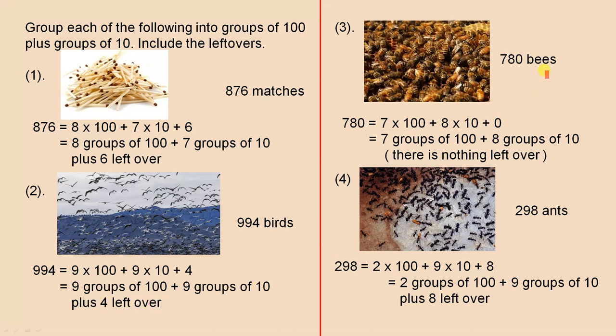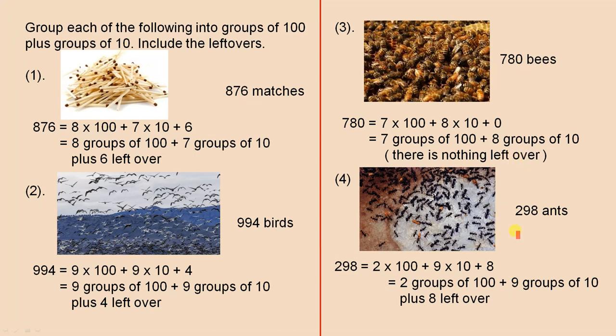780 bees. 780 is 7 times 100 plus 8 times 10 and no ones, which is 7 groups of 100 plus 8 groups of 10. And there is nothing left over. So altogether it's groups of 100 and groups of 10, and there are no single numbers left over.